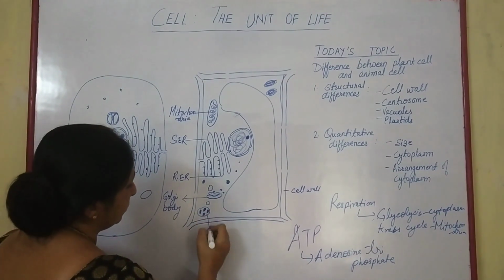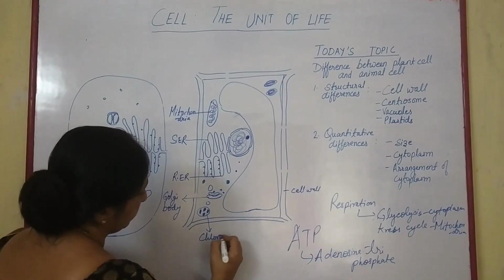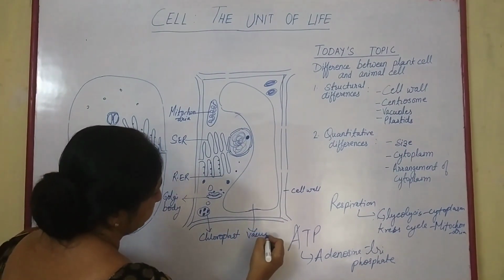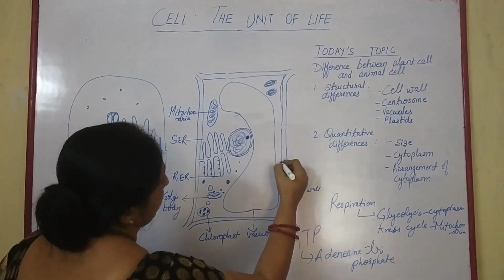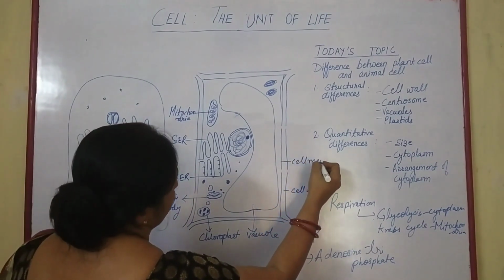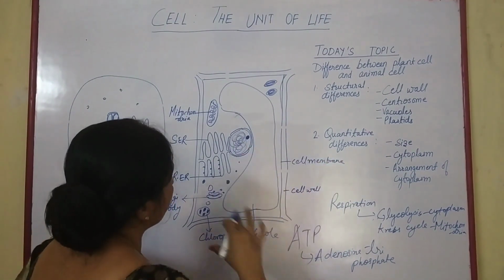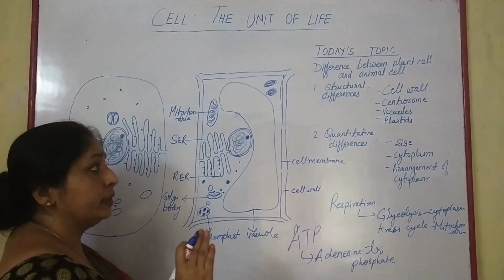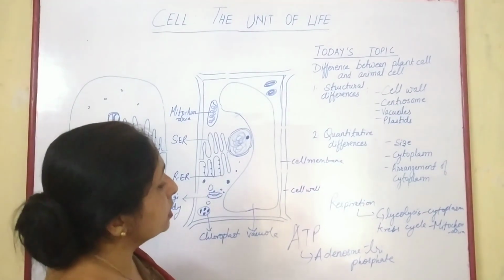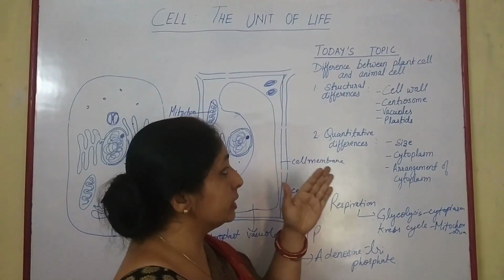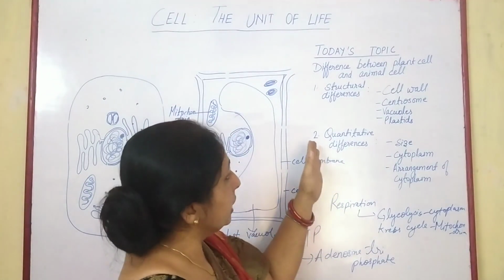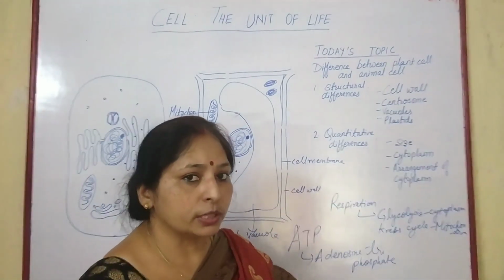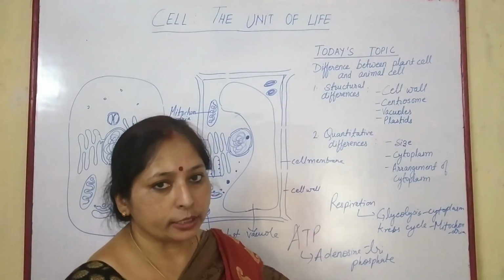Then there is the chloroplast, a prominent vacuole, the cell wall, and the inner membrane, which is the cell membrane. This is the basic structure we discussed in the previous class. Today we will discuss the differences between plant cell and animal cell, based on structural differences, that is the cell wall, centrosome, vacuoles, plastids, and quantitative differences, that is the size of the cell, the amount of cytoplasm present, and the arrangement of cytoplasm in the cell.